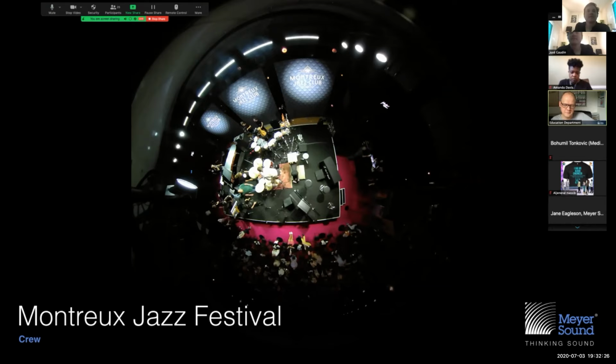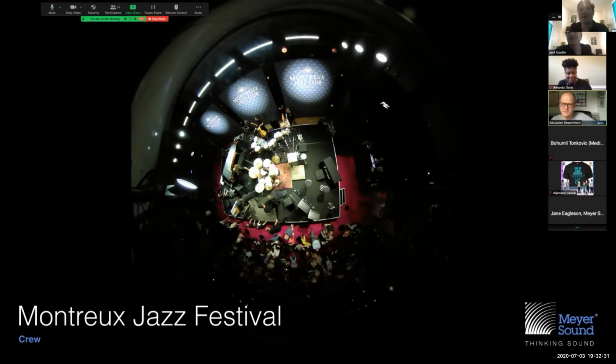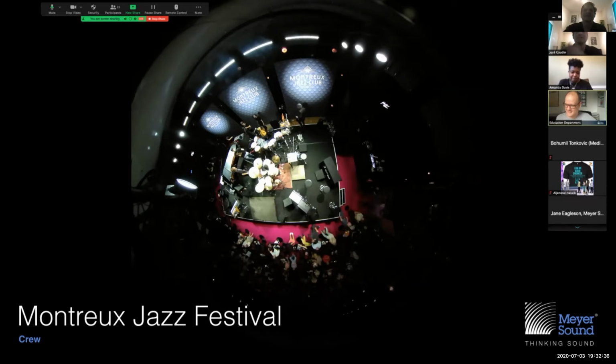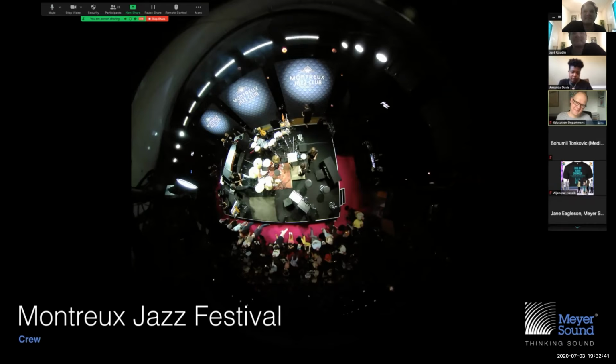I feel like a fly on the wall. Yeah, you're about the height. You can see on the right side, you can see the subwoofer. So you're hanging under the truss right next to the main system. This makes me miss work even more. I'm sorry.